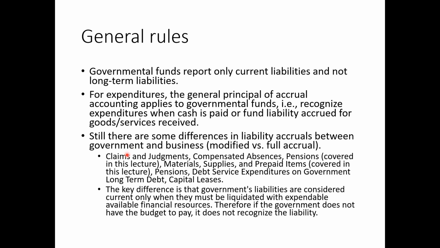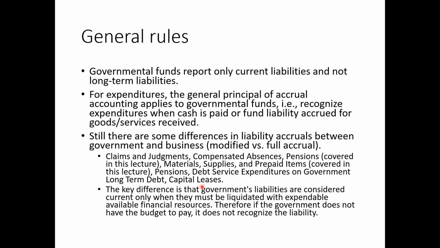Still, there are some differences in liability accruals between the government and the business, or between modified accrual versus full accrual accounting. For example, claims and judgments, compensated absences, pensions, material supplies, prepaid items, debt service expenditures on government long-term debt and capital leases. With this topic, there are differences between modified accrual and accrual accounting. We're going to cover part of them, but not all of them. It's a big topic.